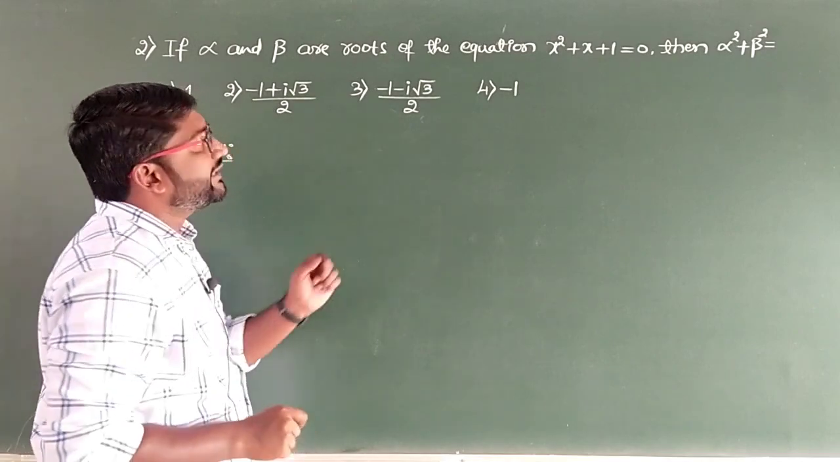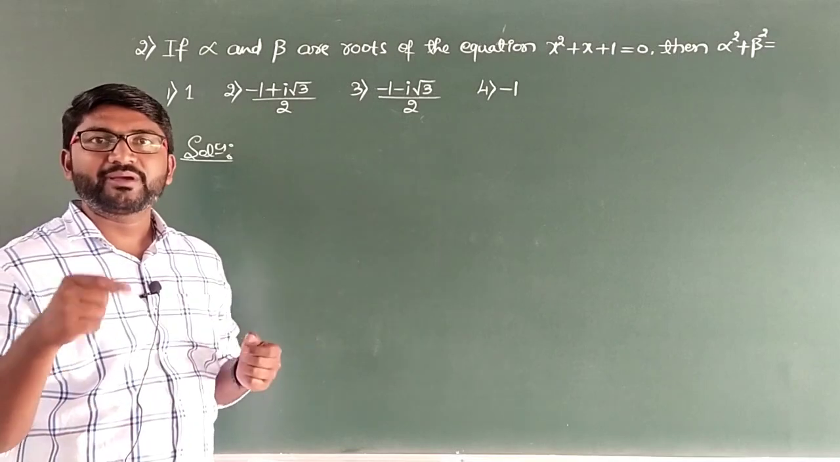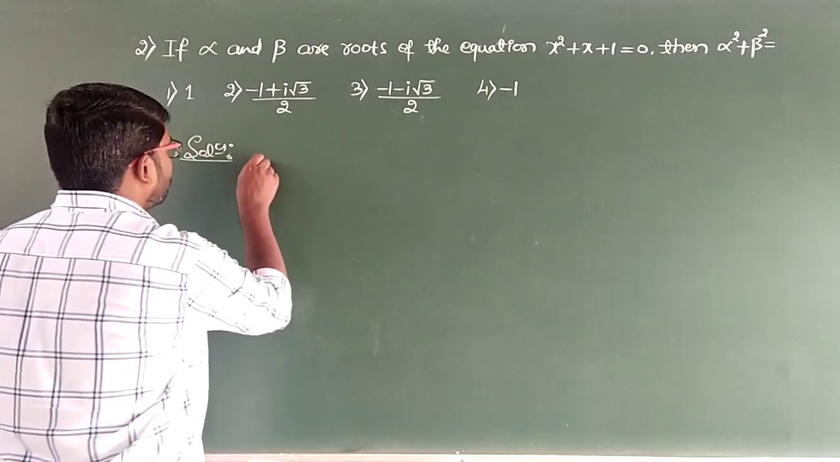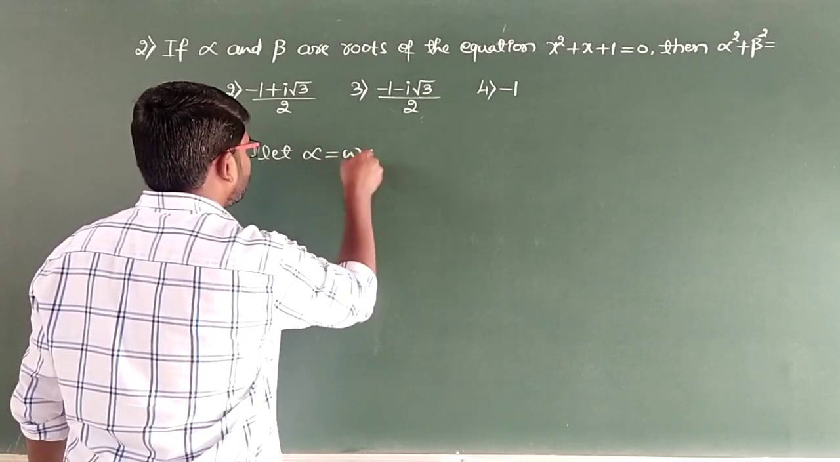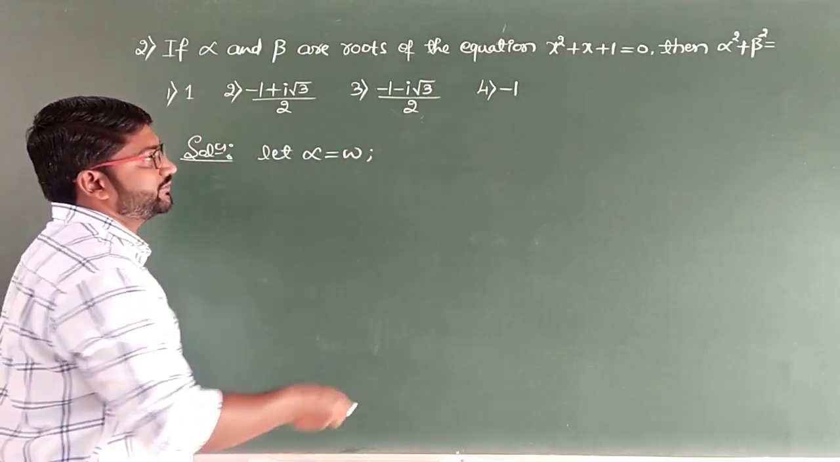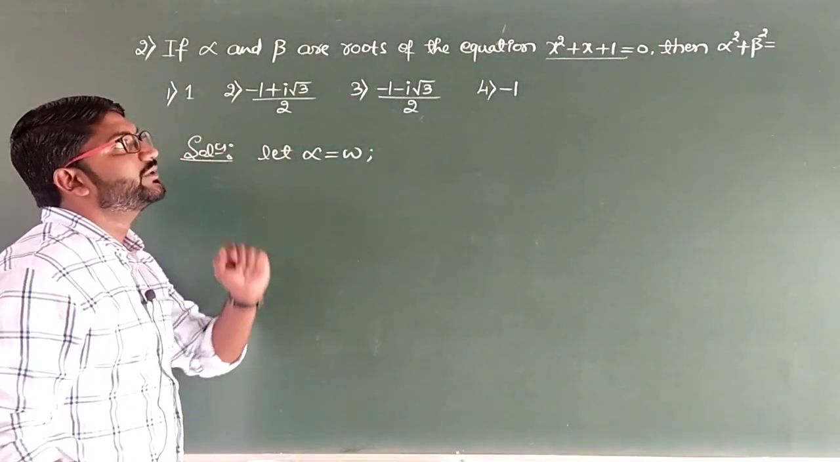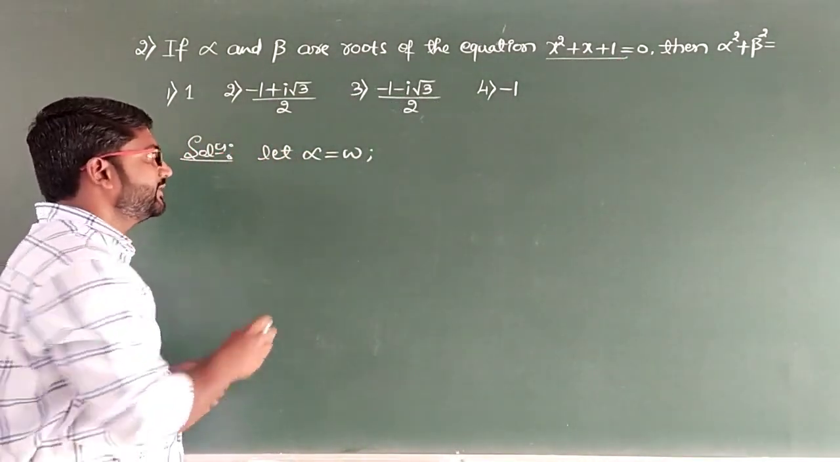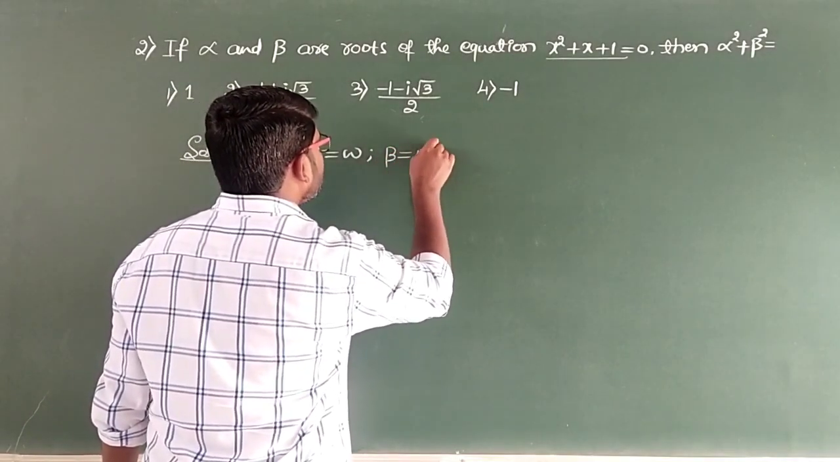So if omega is one of the complex roots, then the other root will be omega square. What I will do is, let alpha is equals to omega. So if omega is one of the complex roots, so for this quadratic equation we get the complex roots because b square minus 4ac value is less than 0. So then the other root, that is beta, will be omega square.